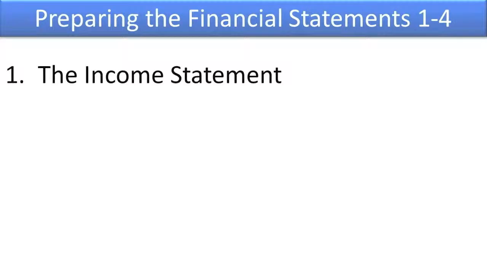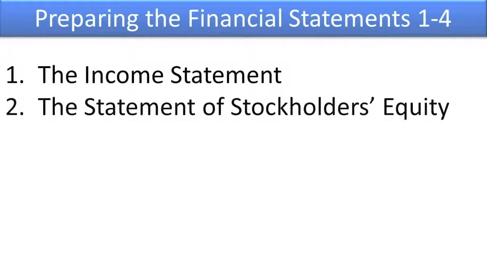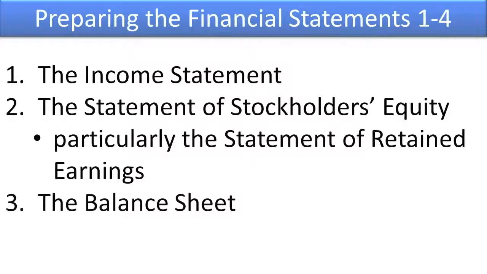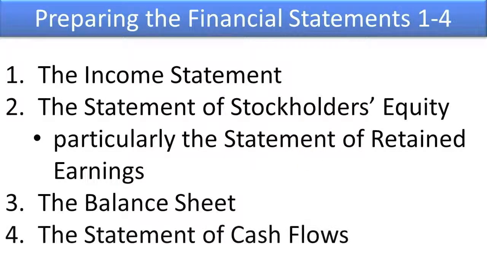The four financial statements we will be preparing are prepared in the following order. The income statement first to arrive at net income, then the statement of stockholders' equity, which will include the statement of retained earnings, the balance sheet, which absolutely needs to have the ending retained earnings balance that you just computed on the statement of stockholders' equity, and then finally you'll prepare the statement of cash flows.